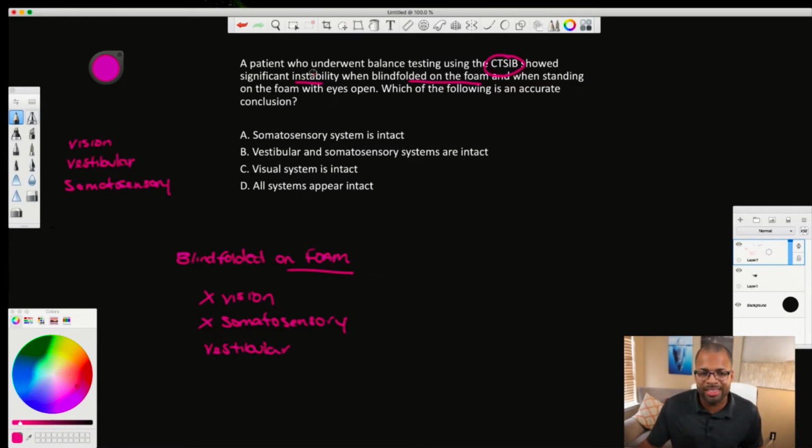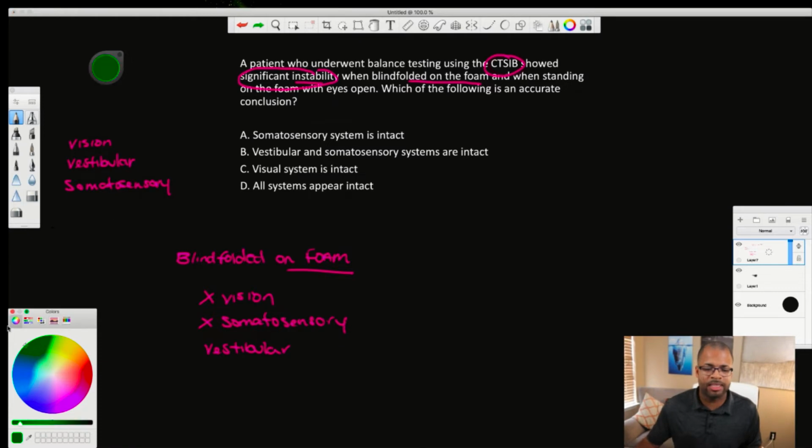Well, it does say in the question, significant instability, or the patient swaying a lot during this test. And so what does that mean for me? That my vestibular system must not be that good. Because if my vestibular system was good, the patient would show that they were stable when they're blindfolded and on foam. Does that make sense? So what can I say for certain now after I read this statement, showed significant instability when blindfolded on the foam? I know my vestibular system is having a problem, aka vestibular is impaired.